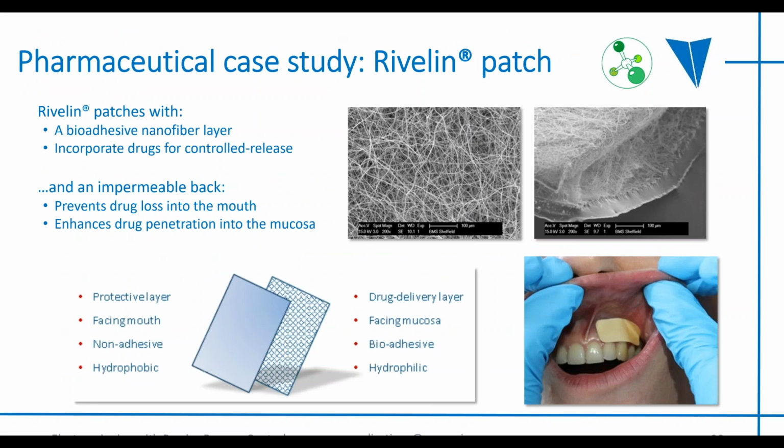So this is one case study. This is a product that we developed at Bionisia on behalf of a pharmaceutical client, and we'll now be manufacturing this under our GMP certified manufacturing plant. And this is a 2-layer patch, a nanofiber-based patch, which is designed to release a drug into the oral mucosa, so the gums or the cheek.